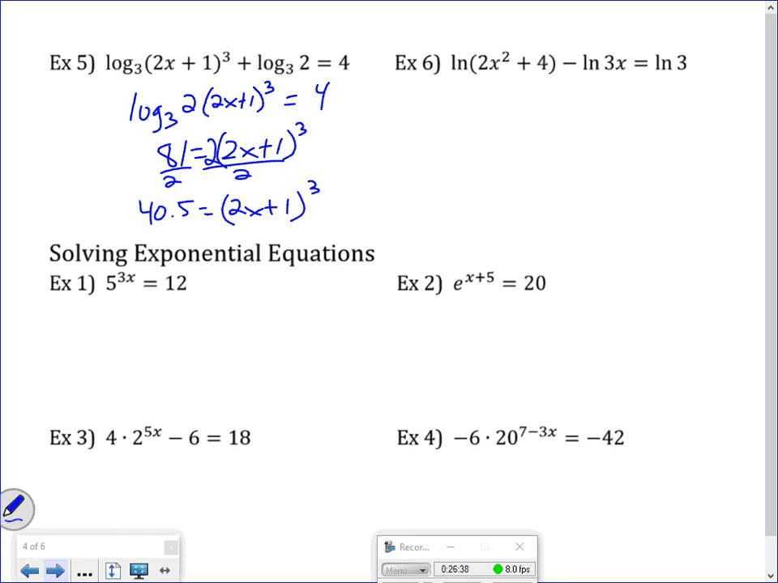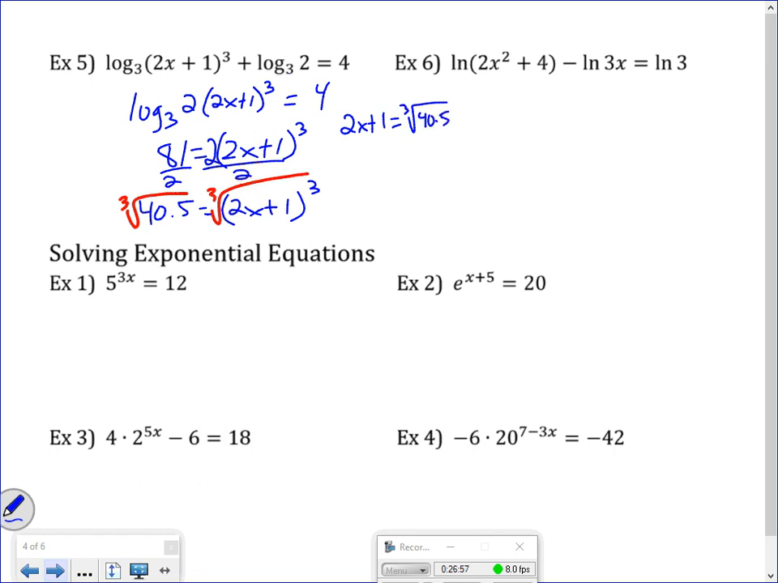So I'm going to have to take the cube root. Do you put plus or minus when you take a cube root? Nope. So I have 2x plus 1 equals the cube root of 40.5.